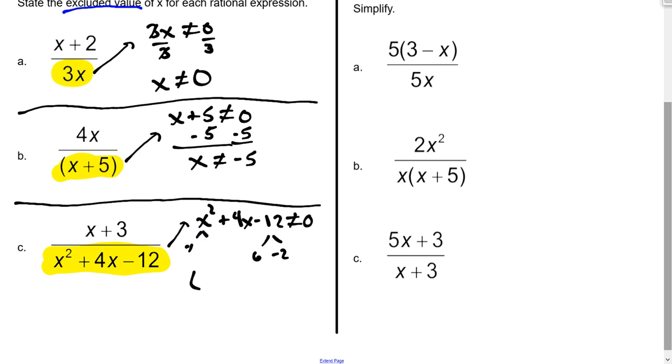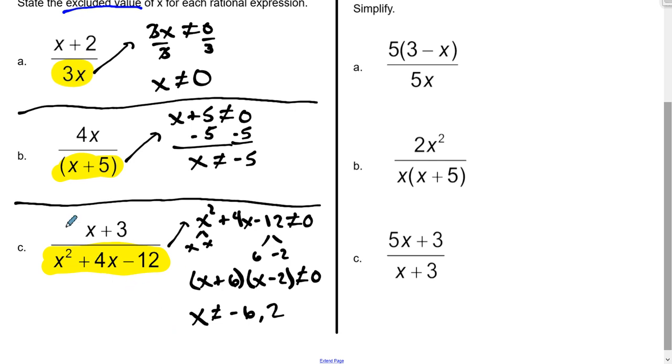Factors of x squared, of course, are x and x. So we're going to have x plus 6 times x minus 2, and that can't be equal to 0. So we would say that x can't be equal to negative 6 or positive 2. Either one of those would go through and give me a denominator of 0, which is a big mathematical no-no.